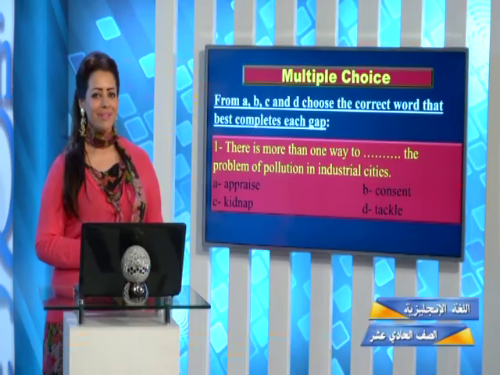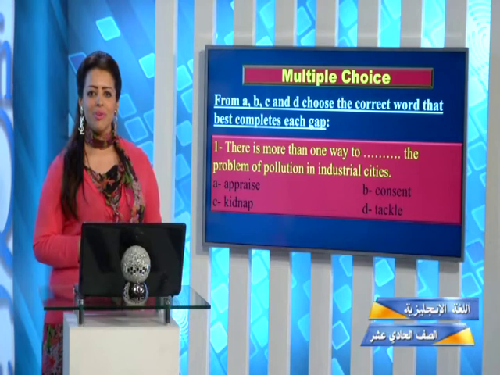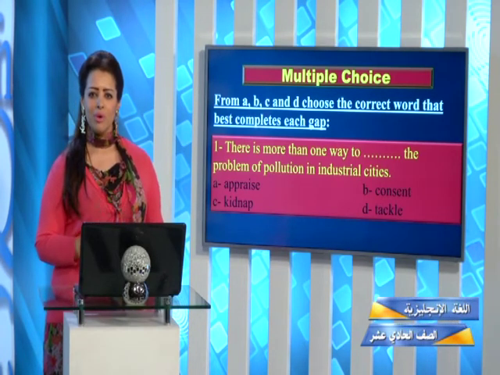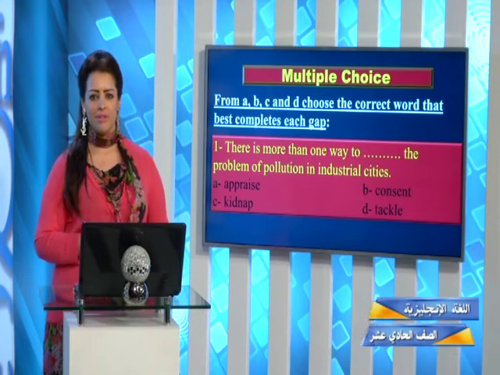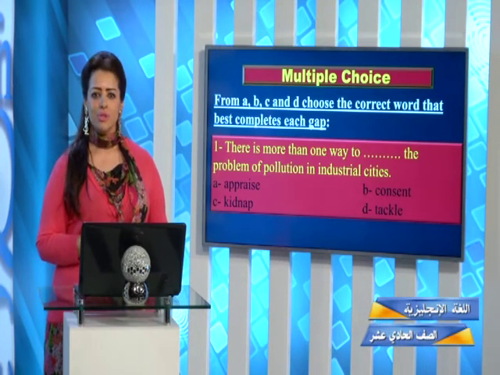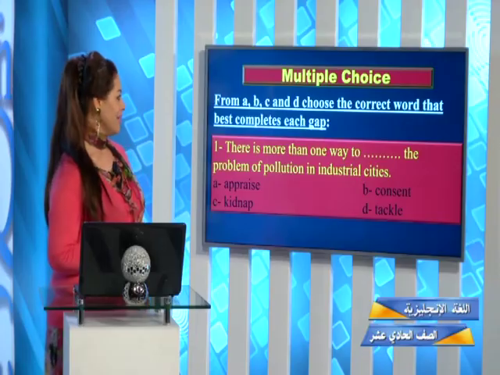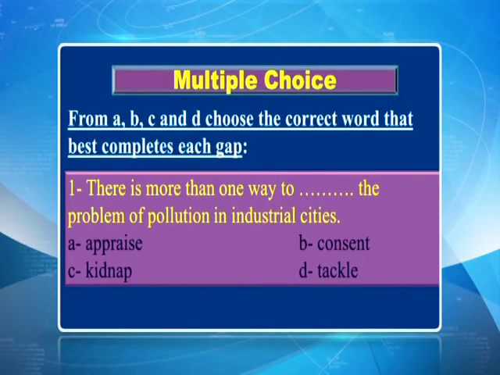Now, my dear students, we are going to start with our exercises. I'm going to mention here two types of exercises, which are choose between A, B, and C, and the second type is filling the gap. Let's begin. From A, B, C, and D, choose the correct word that best completes each gap. Read the sentence and the options which are given, and then answer the question.